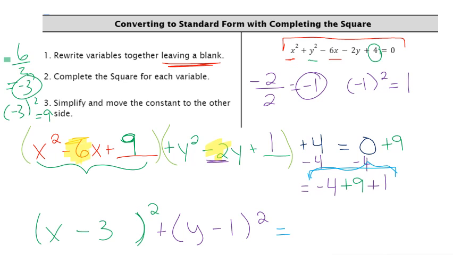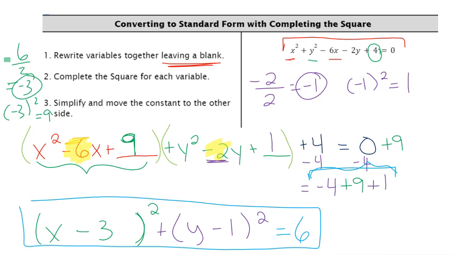So negative 4 plus 9 plus 1 is going to be a positive 6. So this would be my equation. If the question then asks, well, what's the center? You would say that the center is positive 3, 1. So you take the opposite sign. And then my radius is actually the square root of 6, not 6. So a little more than 2. And then this would be my answer.